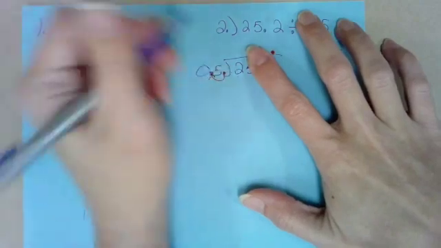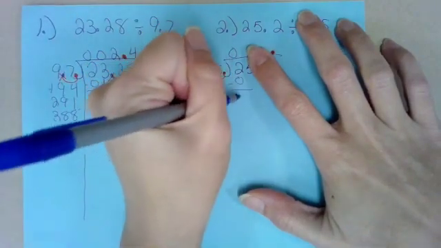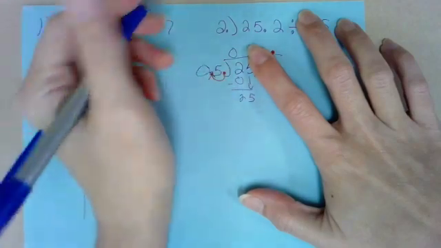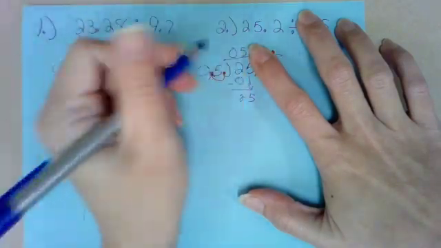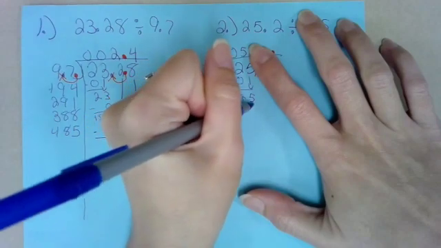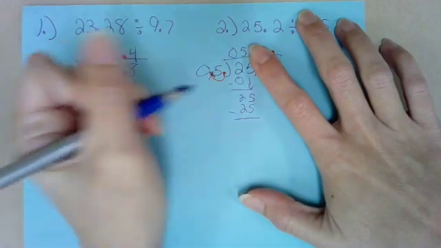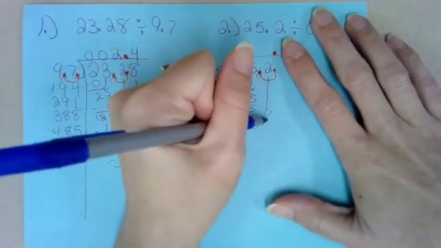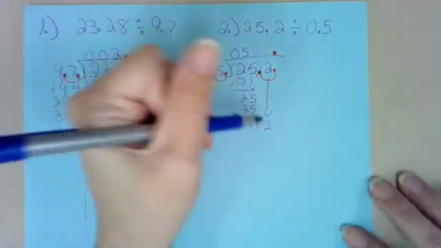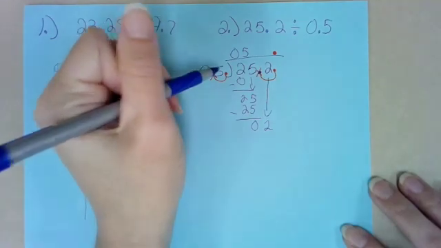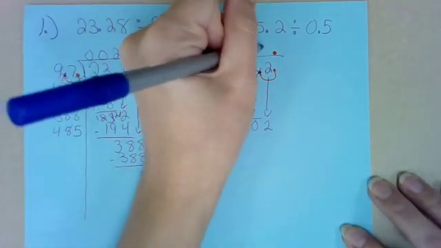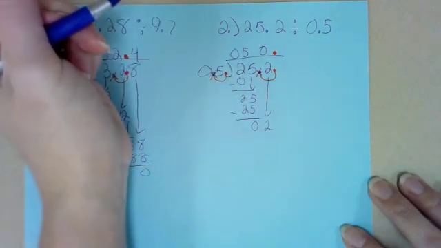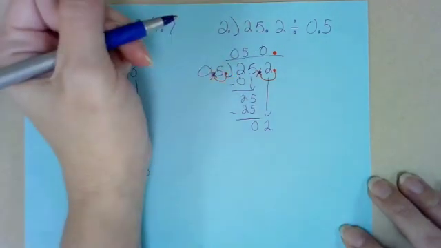2 divided by 5, we can't do that. Bring down the 5. 25 divided by 5 is 5. 5 times 5 is 25. We subtract and get 0. We bring down our 2. 2 divided by 5. We can't do that. We must put a 0 up here in the quotient. You can't just say you can't do it and go on to the next step. You actually have to put a 0 in your quotient.